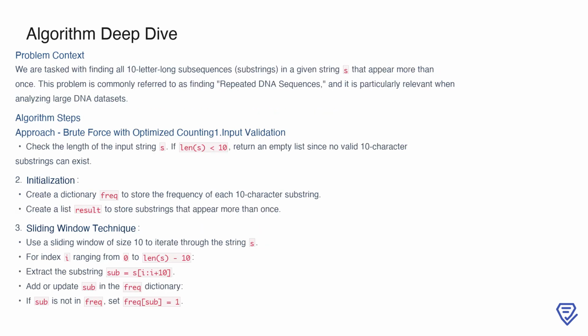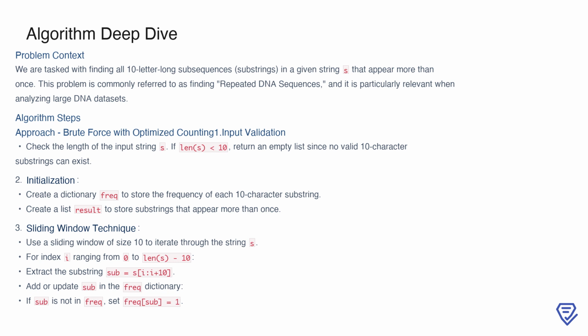To solve the problem of finding repeated DNA sequences, we need to identify all 10-character long substrings in a given string S that occur more than once. This is particularly useful in analyzing DNA sequences, where identifying repeated patterns can reveal significant biological insights. First, we validate the input to ensure the string has at least 10 characters. If not, we return an empty list since no valid substrings can be found.